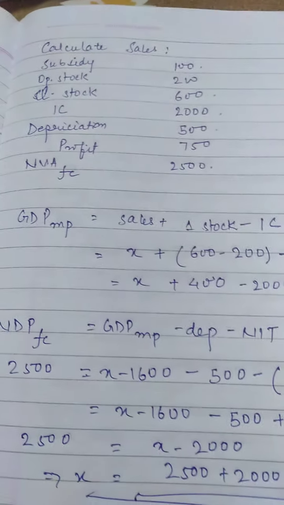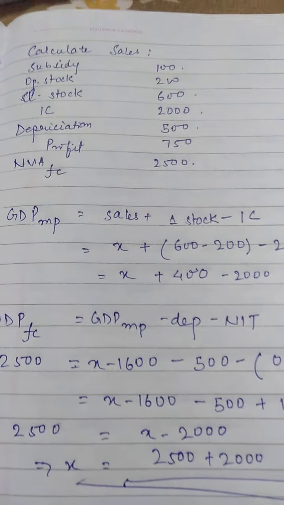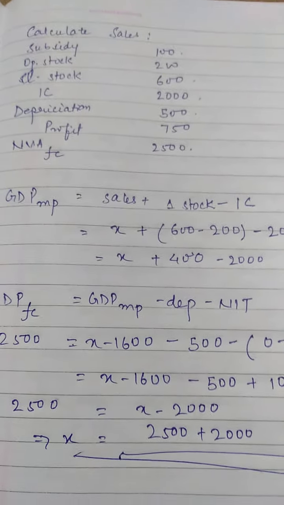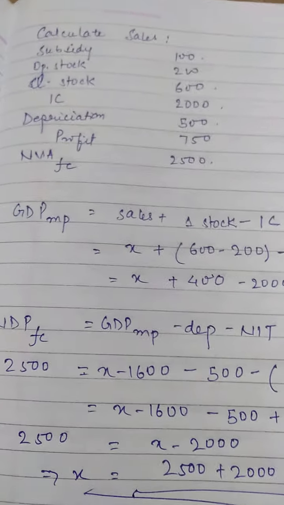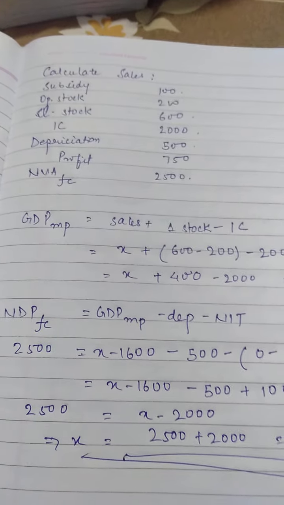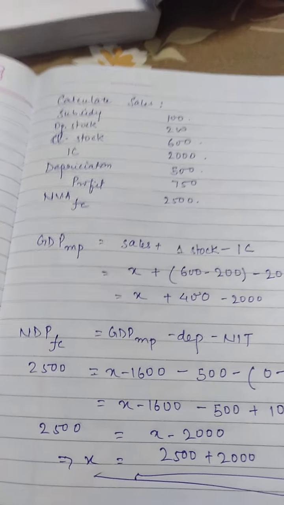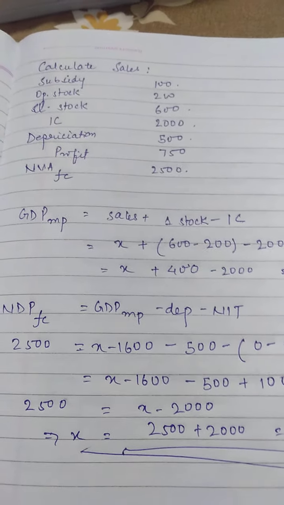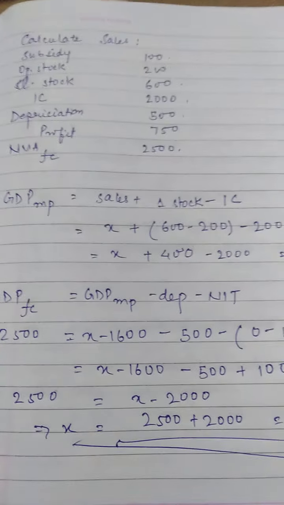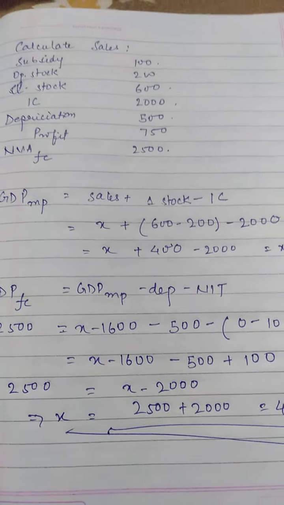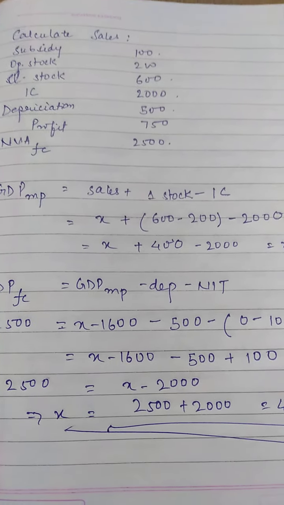And over here in this question, you see you have been given NDPFC is equal to 2500. Now you see it is given NVA, but I already told you that value added is nothing but the production in domestic regions. So value added is equal to DP. So you can see NDPFC has been given to you as 2500. Now coming back to the formula, GDP-MP is equal to sales plus change in stock minus intermediate consumption.